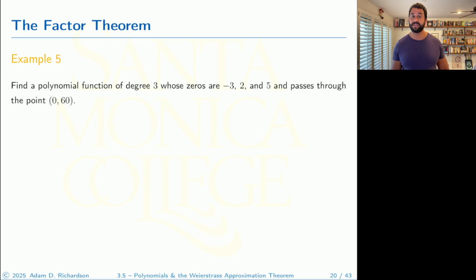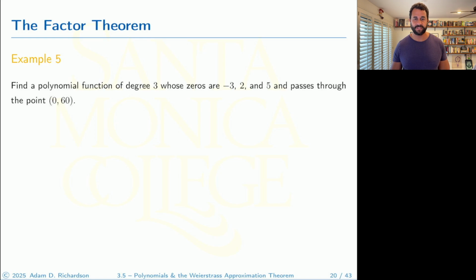Okay, now this example is going to look kind of familiar, so I do want you to try it on your own. You should be able to do it. It is very similar to what we did before. I want you to try to find a polynomial function of degree 3 whose zeros are -3, 2, and 5, and also passes through the point (0, 60).